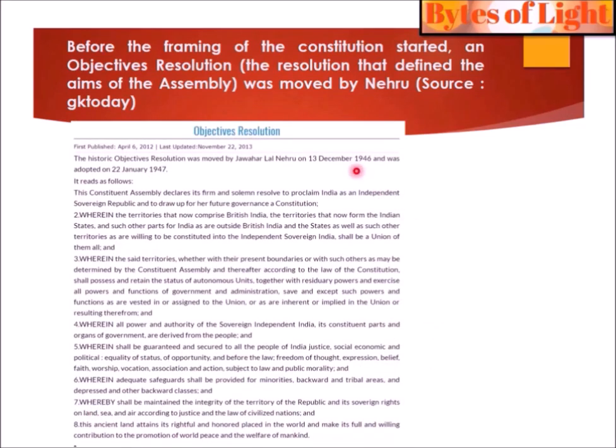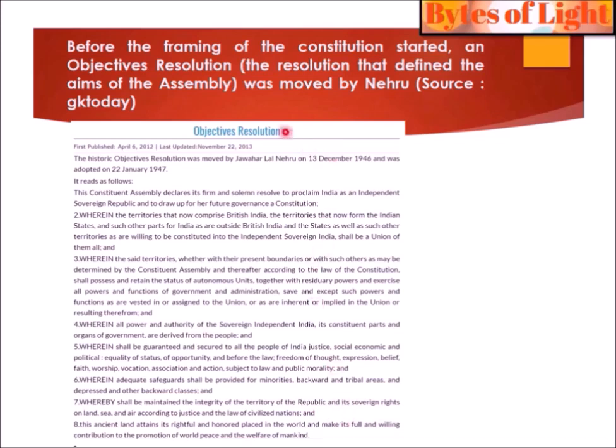Objective resolution, and if you read it, you can see that it talks about independent sovereign India, about the autonomous units. It also tells about sovereign independent India, its constituent parts, organs of government, and equality of status of opportunity. Also about justice, that is social, economic, and political, and freedom of thought, expression, belief, faith, worship, vocation, association, etc. Adequate safeguards to be provided to the minorities, and about integrity of the territory of the republic, etc.